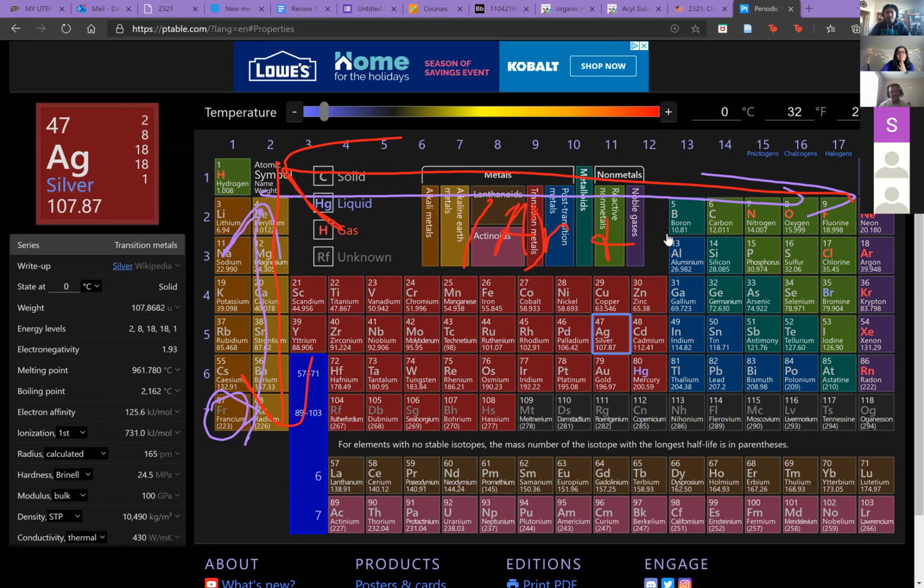Okay, so if all these trends are based on the idea that they're trying to be like noble gases, can noble gases be included if they're trying to be like themselves? No, right? We don't really care about these guys all that much. I mean, we care about them, don't get me wrong, but not in this case. Yeah, not in this case, exactly.